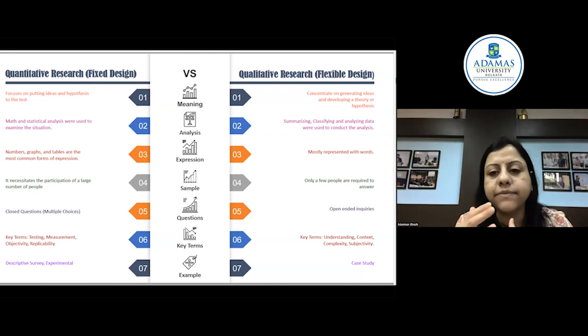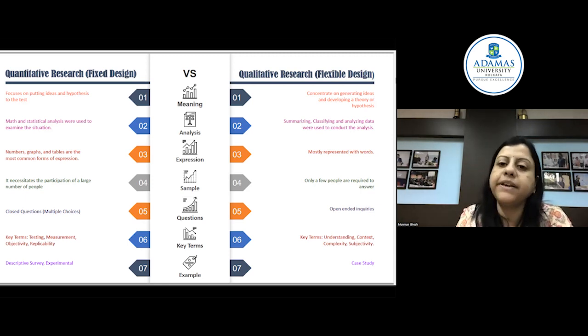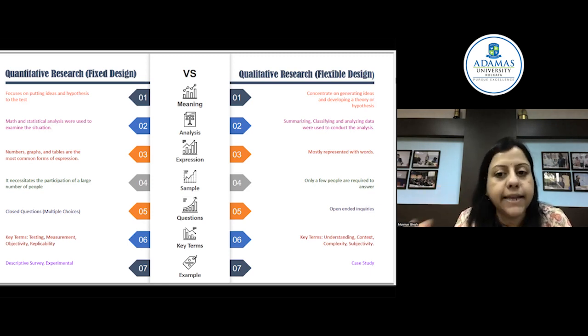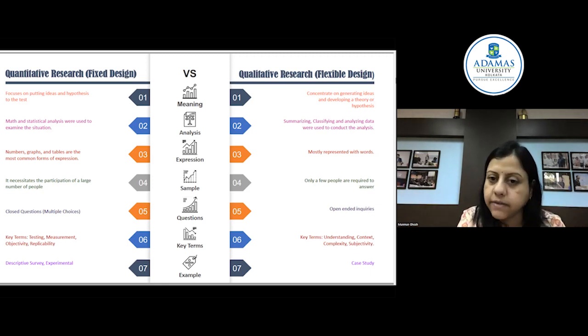But in quantitative, our sample size has to be very large. Why? Because when we talk about sample, it has to be a representation of a population, and we cannot test anything till we have a good representation of the population which we are studying. So that's why, by virtue of the techniques, quantitative samples are greater than the qualitative samples.